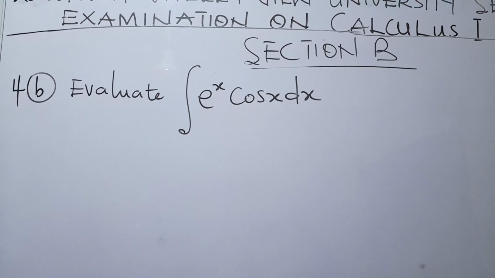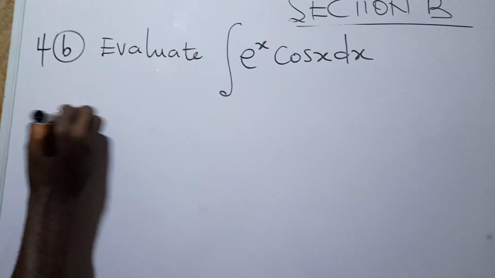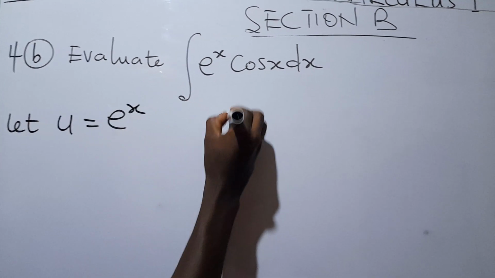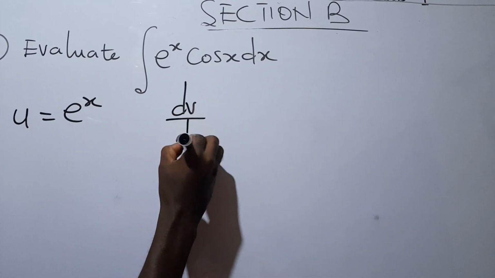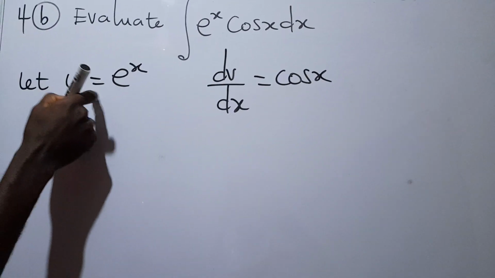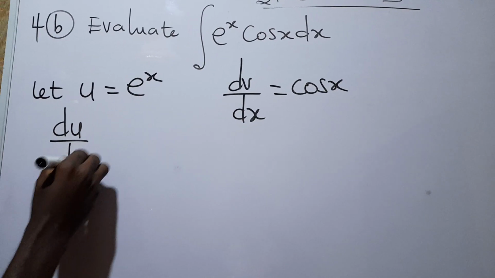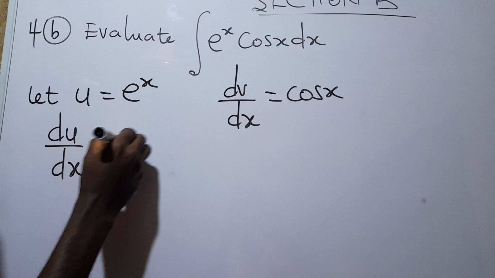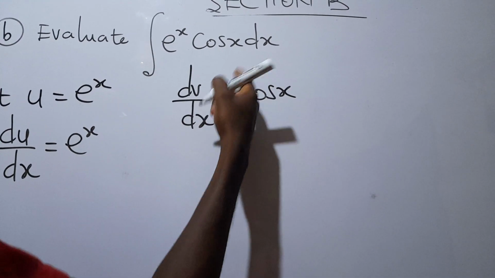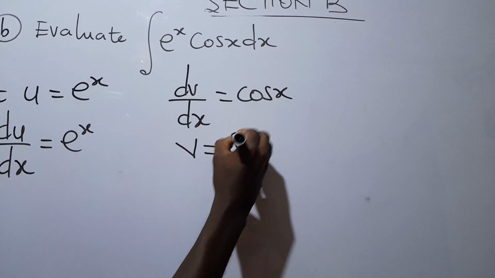What does integration by parts say? It says that you let u be equal to this first function here, e exponent x, and let dv over dx be equal to cos x, the second one. Now you differentiate this to get du over dx. And when we differentiate it, we still get e exponent x. Now to get v, we need to integrate this. So the integral of cos x will be sin x.